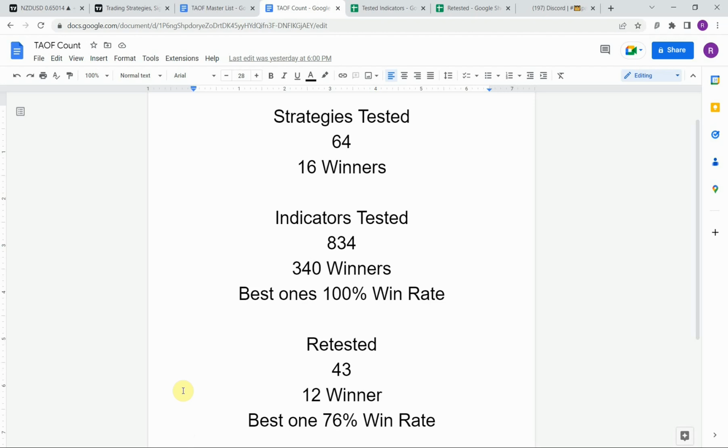Now you need to go back and watch those videos to understand the context of how they were able to achieve that. So go back and watch those videos and see what you can get out of those winning indicators. We've also retested in the advanced testing 43 of the winning indicators. 12 of them have been able to maintain the winning status, the best one a 76% win rate. Keep in mind that we test most of the strategies and indicators on the Forex and crypto market, but they can be applied to just about any market and time frame universally.